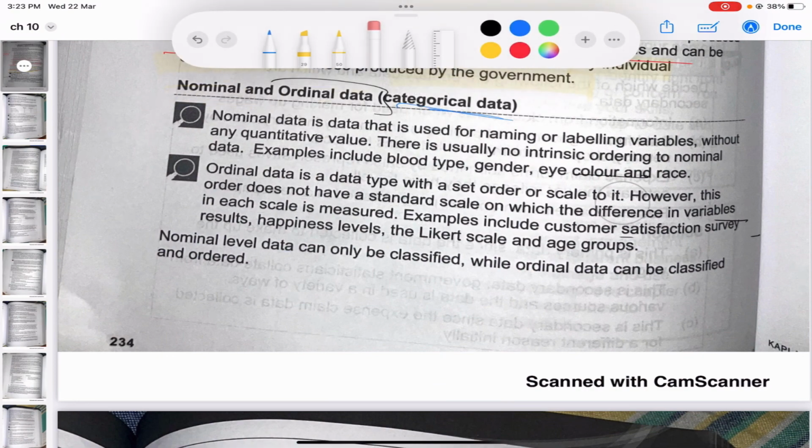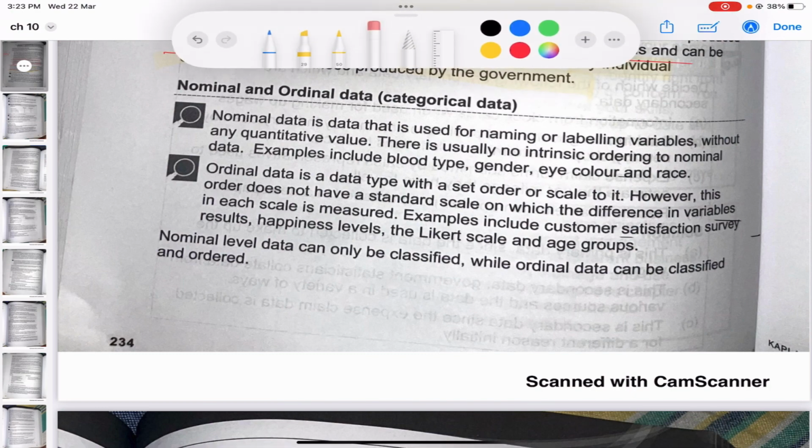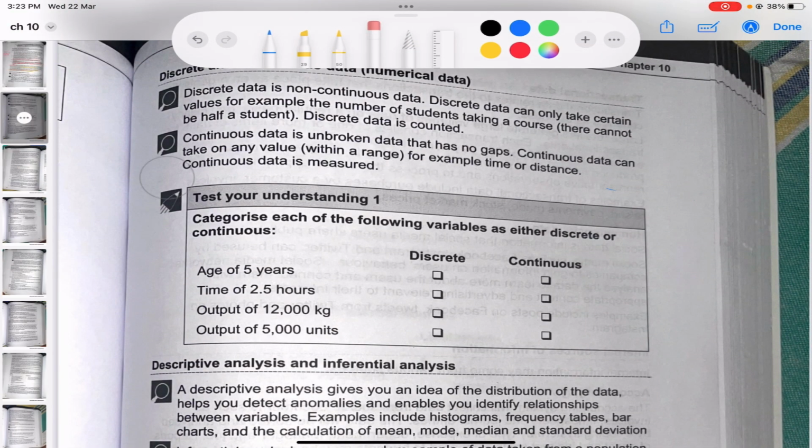Quickly, let's revise what nominal data and ordinal data is. Nominal data can't be quantified. Ordinal data can be quantified. Let's do the test understanding one. Take a moment and try to solve it by yourself, then I will discuss. Okay, let's start. We have to categorize whether they are discrete or continuous.